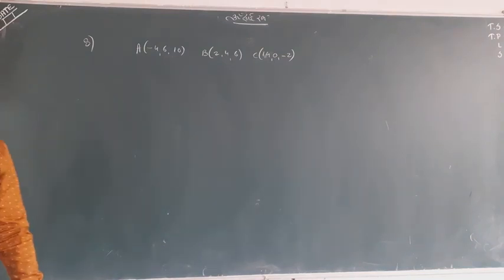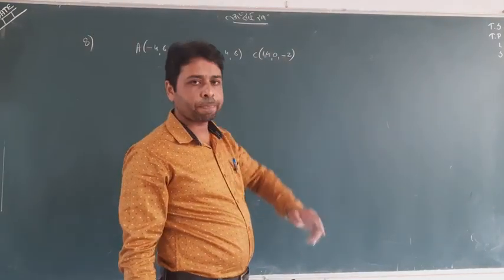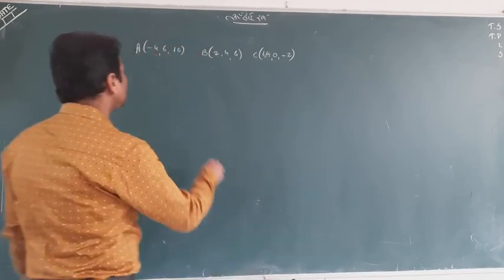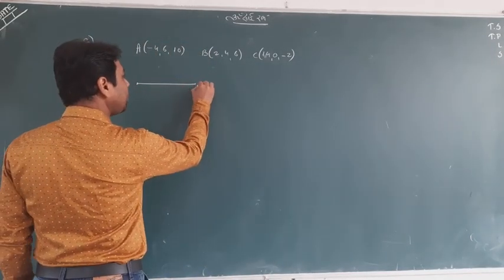Look at it. First of all, we have 3 points A, B, C and we want to show they are collinear points. So if they are collinear, they'll be like that.